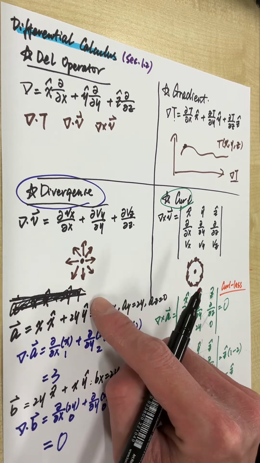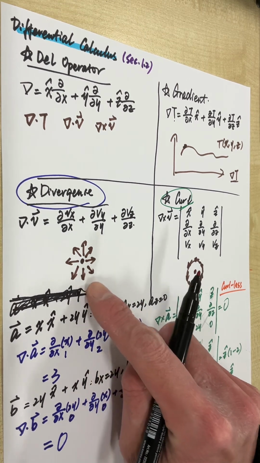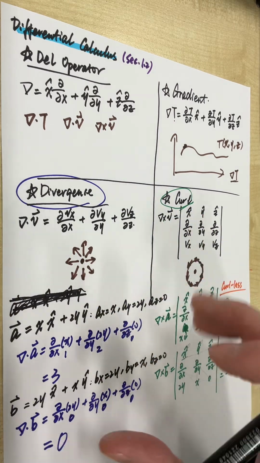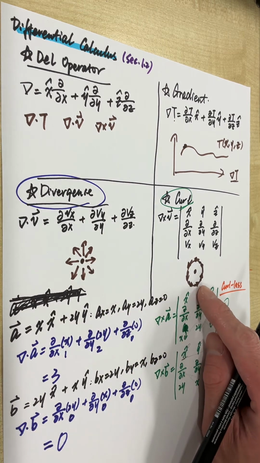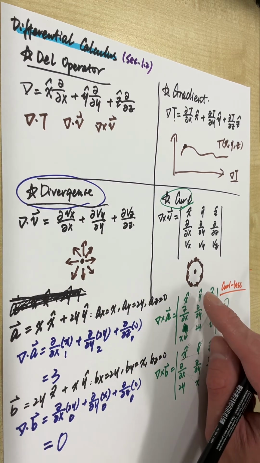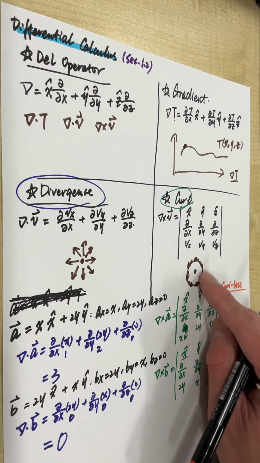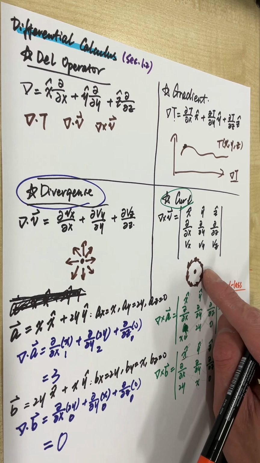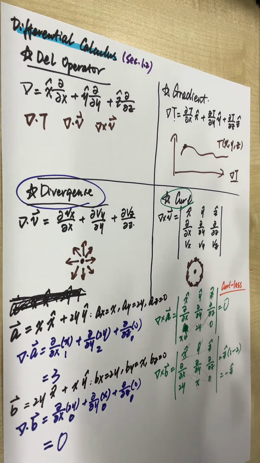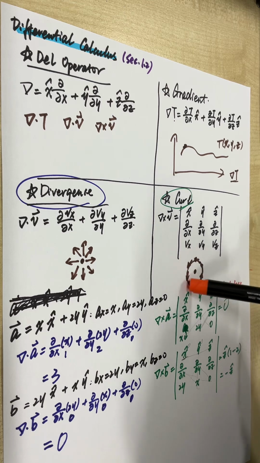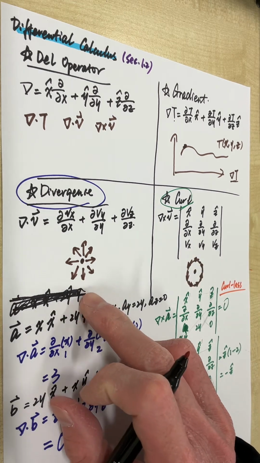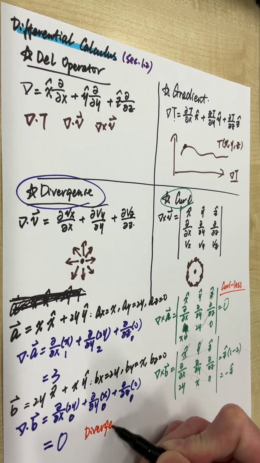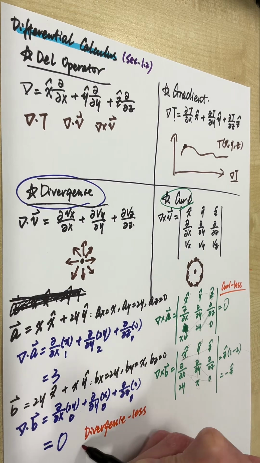Why? For a magnetic field, there's no magnetic charge. Here we have electric charge, so the vectors spread out. But for a magnetic field, we don't have magnetic charge. So the magnetic field normally needs to finish where it started or finish at infinity. So it curls, but it doesn't have divergence. So we call this divergenceless.